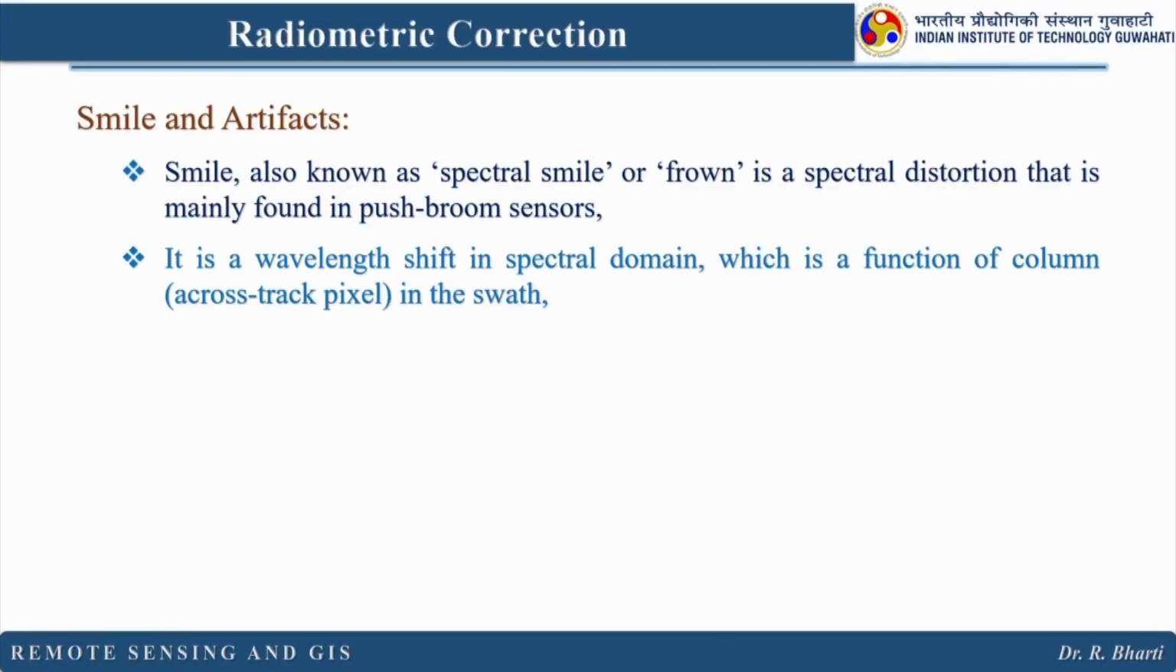So it is a wavelength shift in spectral domain, which is a function of column across track pixel in the swath. So let us understand this very carefully. So here what it says is there is a wavelength shift in spectral domain. So what is happening during the measurement? So let us draw a vegetation spectra.